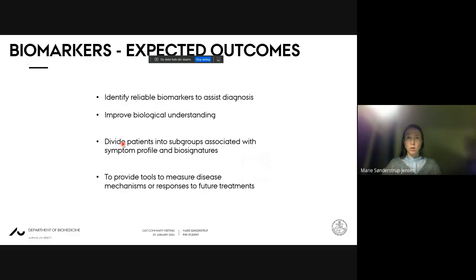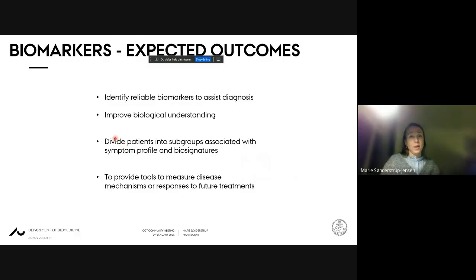So what we hope to get out of the biomarker study is, one thing, to identify a reliable biomarker to assist diagnosis, because at this point, if a patient has a mutation in OGT and they don't know if it is the cause of the symptoms that they experience, it would be very valuable to have an easily accessible tool to see if it's this balance between OGT and OGA, or something related to the OGT biology that is disrupted, which would indicate that the OGT mutation could be the cause of the symptoms.